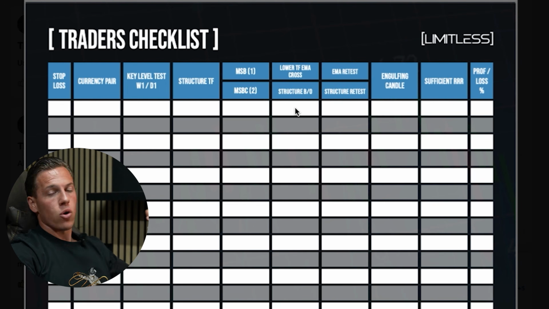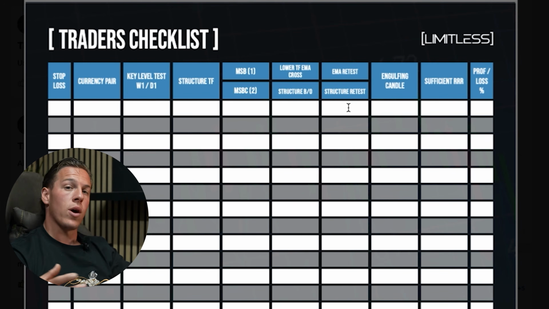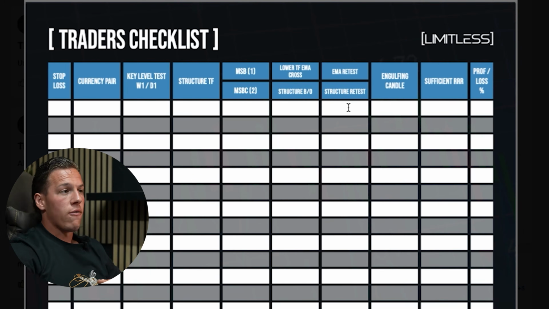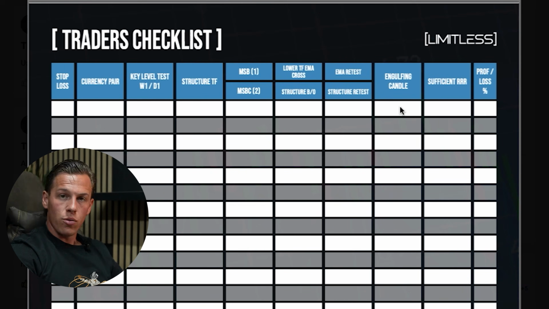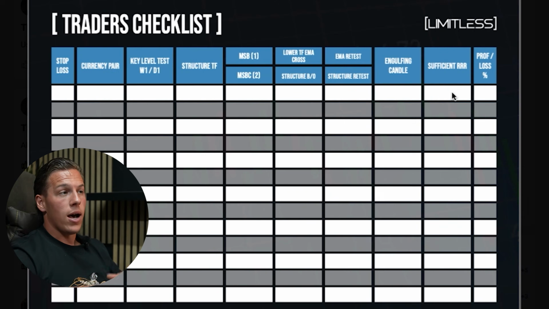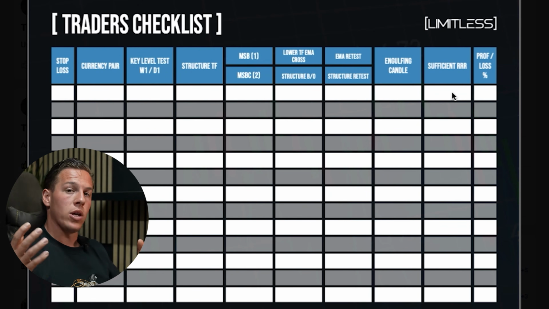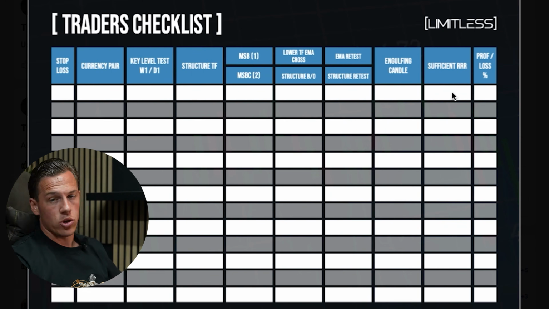Then we have some extra confluences like EMA crosses and our bias. And then we go into our EMA retests and what the structure is or where it's retested back to the structure. Finally, we're looking for an engulfing candle. We use candlestick confirmation to enter the trade on the 4 hour, 1 hour, possibly sometimes on the 30-minute time frame, and then we just finish up here with our RRR, meaning our risk to reward ratio, on what we're getting back from the money or risk we're putting into the trade.